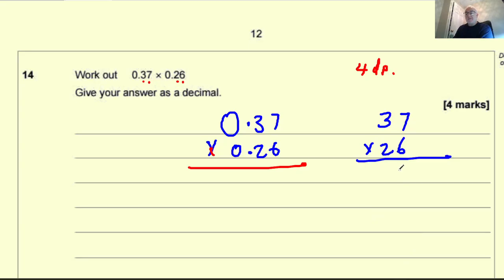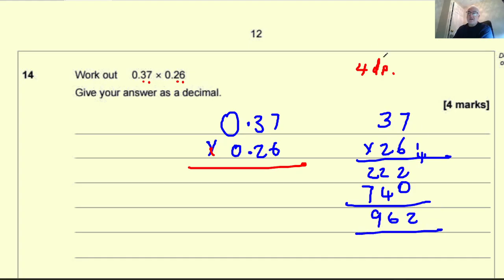6 times 7 is 42. 6 times 3 is 18, plus the 4 gives me 22. Put my placeholder down. 2 times 7 is 14. 2 times 3 is 6, add the 1 is 7. Then add it through. 2, 6, 9. So 962. Now I need 4 decimal places.